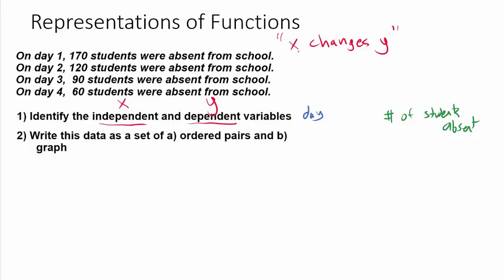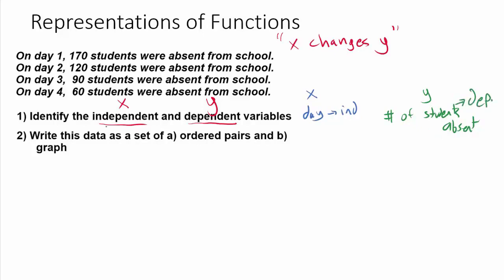And we have to look at this. If we think about this like x changes y, is the day changing the number of students that are absent, or is the number of students absent changing the day? It made more sense the first way I said it. The second way didn't make a whole lot of sense. So since the day, x, is changing the number of students absent, y, then x represents the day and y represents the students absent. So the day would be our independent variable, and our dependent variable, or the y variable, will be the number of students absent.